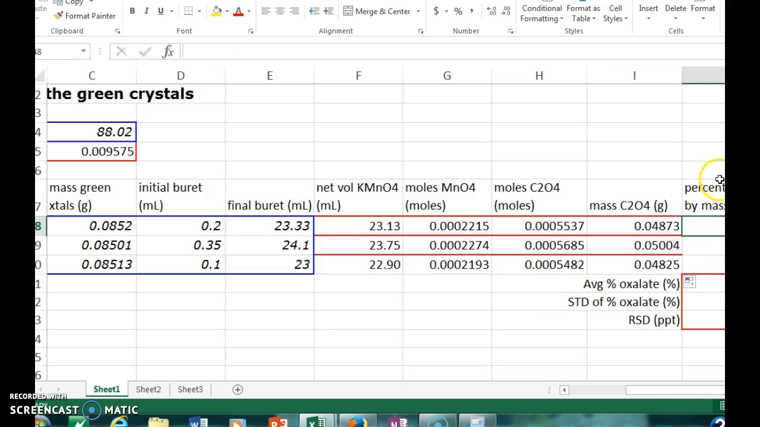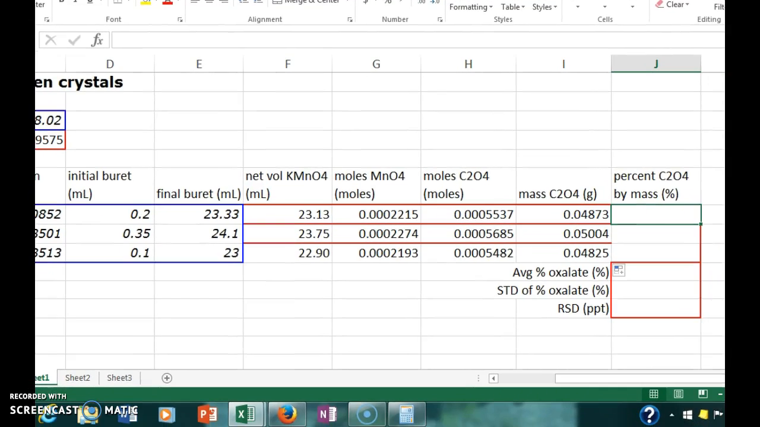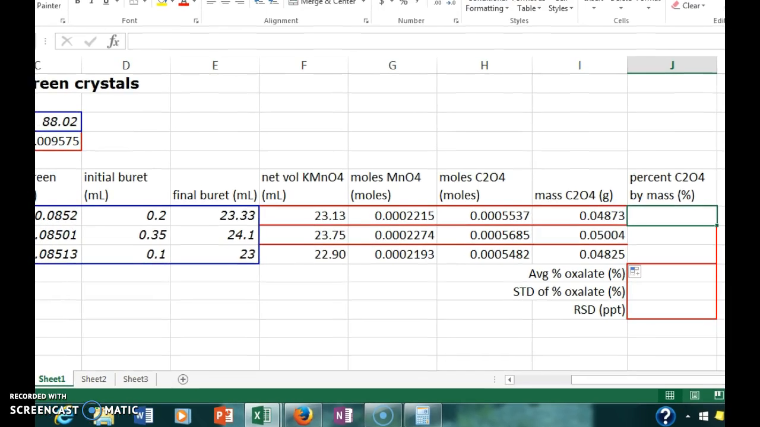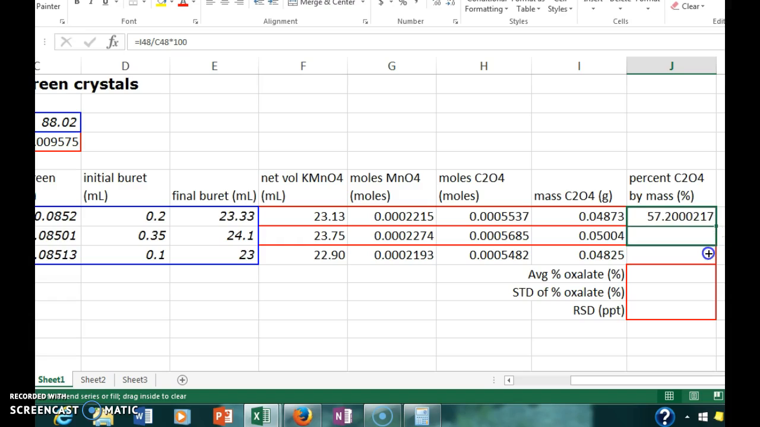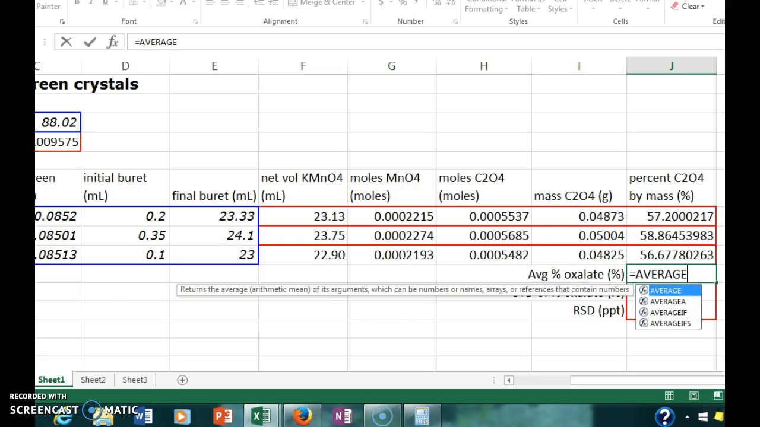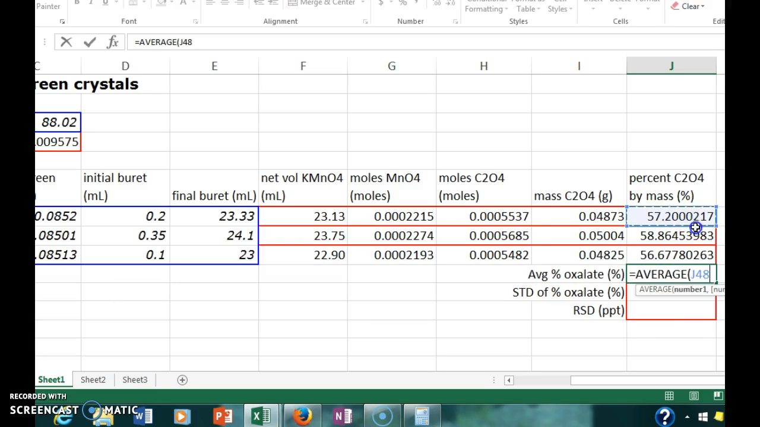Okay, so then let me scoot this over. Percent oxalate by mass is just going to be, this is my mass of oxalate, divided by the mass of my crystals that I titrated, times 100. Yes, that's high. Yes, that's okay. Average is the same average that we've been doing all semester that you will continue doing next semester.